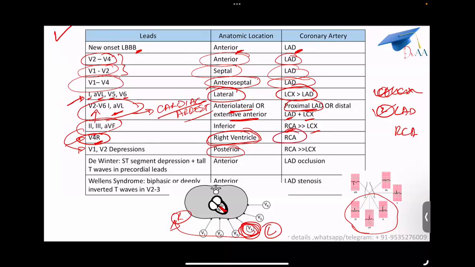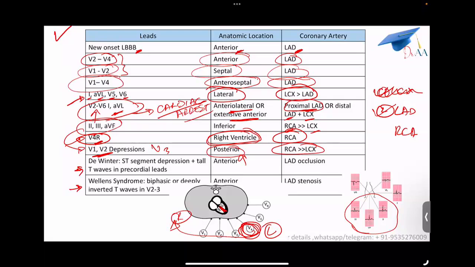The artery is RCA. If there is a depression in V1, V2 or V3, then we consider it most likely a posterior wall MI this patient is having. Most likely it is an RCA, more common compared to left circumflex artery. These two things we have already discussed.